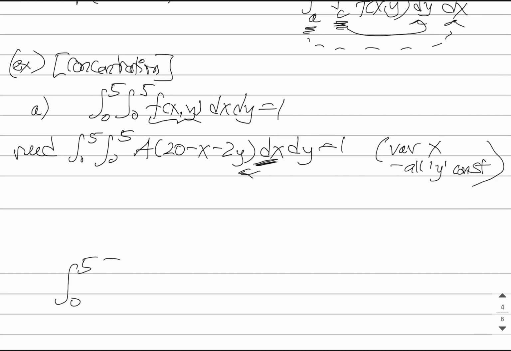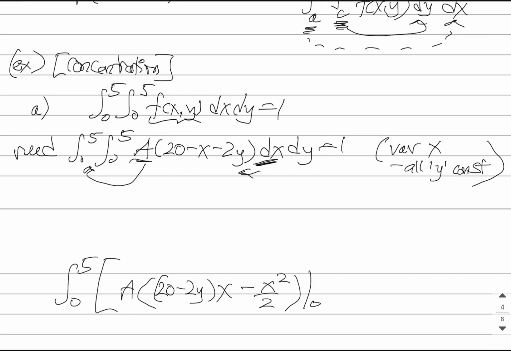So this outer integral remains put. We don't care about it. The inner integral gets evaluated first. The a is a constant, so it can be taken out of the inner integral. And then we find the antiderivative of the stuff on the inside. So 20 minus 2y, each of these is a constant with respect to x. So the antiderivative of a constant just gives you an x, while the antiderivative of x gives you x squared over 2. And this gets evaluated from 0 to 5.